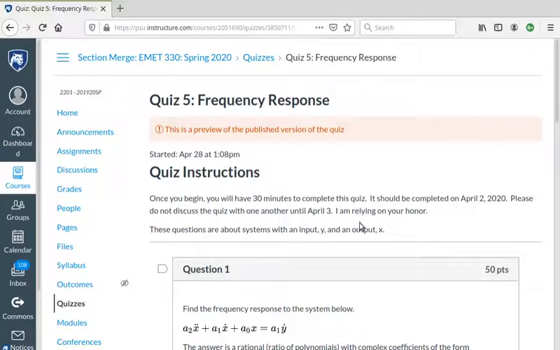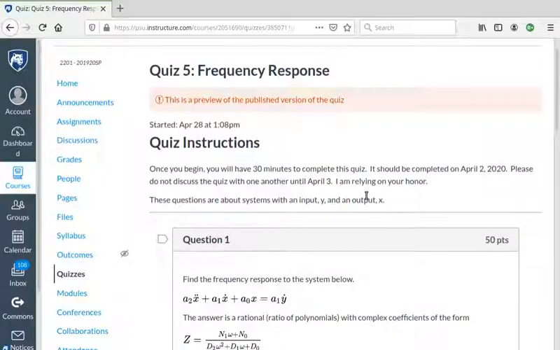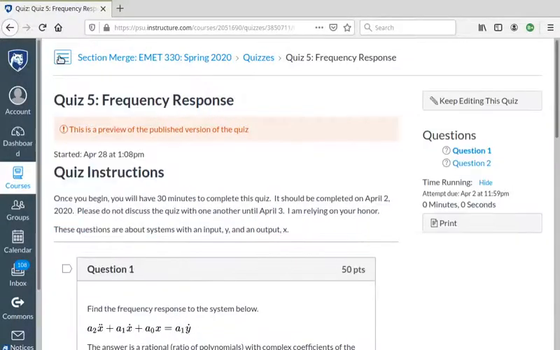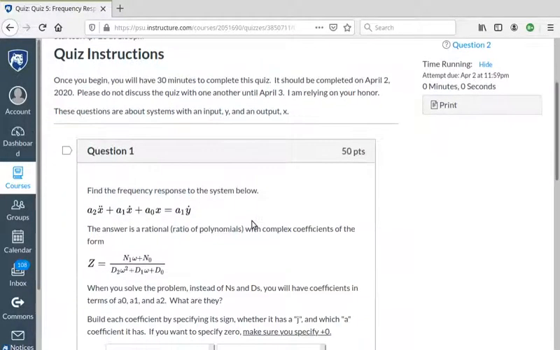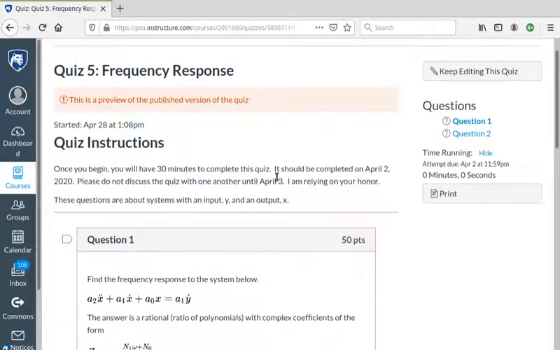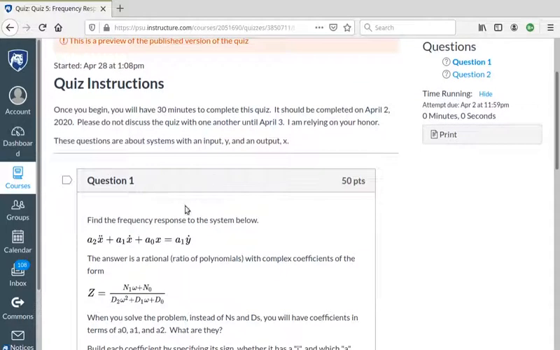Hello, welcome to the review of Quiz 5. So this is, there we go. Let's give ourselves some more room. So yeah, this is the frequency response quiz and the second of our online quizzes. So let's go over the answers.